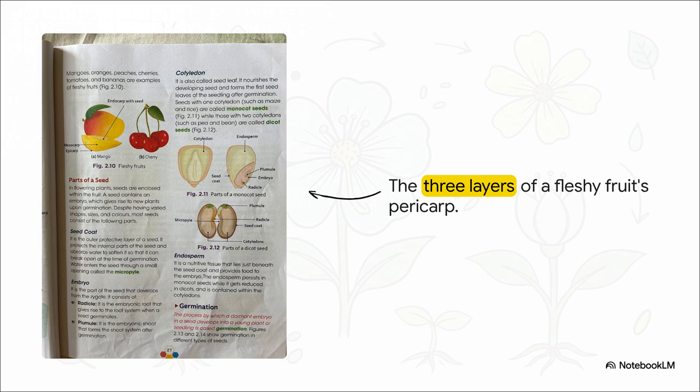The pericarp of a fleshy fruit actually has 3 distinct layers. That thin outer protective skin? That's the epicarp. The delicious, pulpy, edible part in the middle is the mesocarp. And finally, that really hard, membranous inner layer protecting the seed in the center is the endocarp. It is just a brilliant, multi-layered biological defense mechanism.